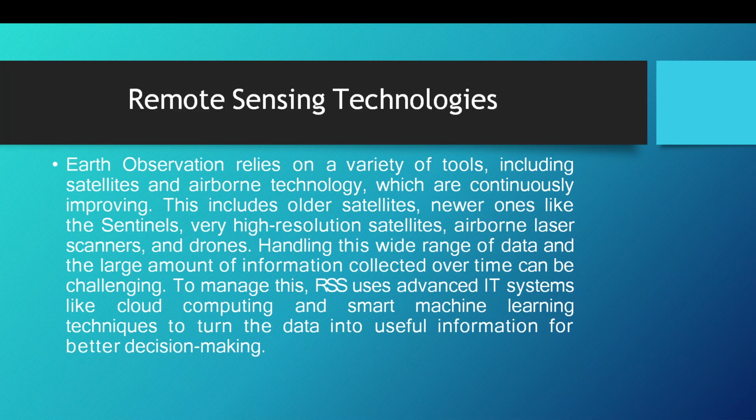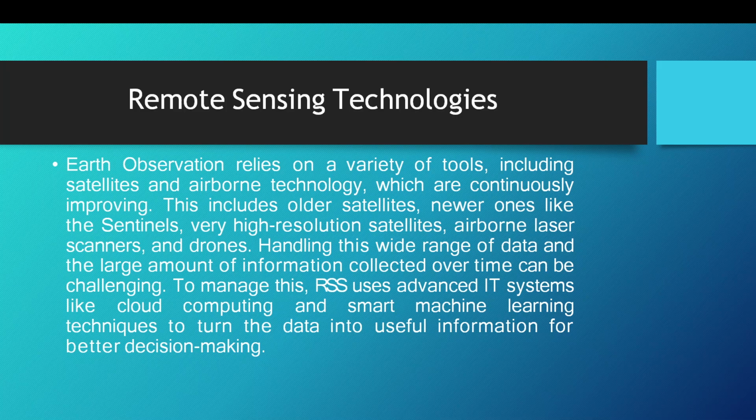Moving on, the various technologies used in remote sensing for Earth observation are highlighted. Remote sensing relies on a diverse range of tools, including satellites and airborne technologies, which continue to evolve. This includes older satellites, newer high resolution satellites like the Sentinel series, as well as airborne laser sensors and drones. One of the key challenges in remote sensing is handling the vast amount of data collected over time.